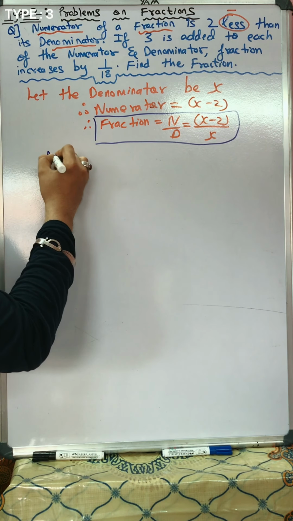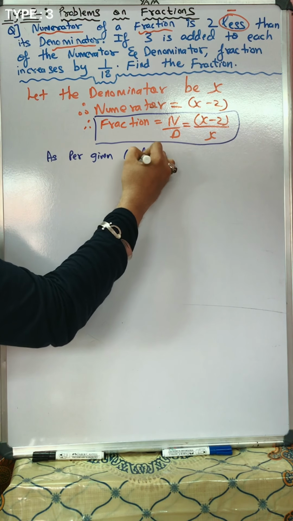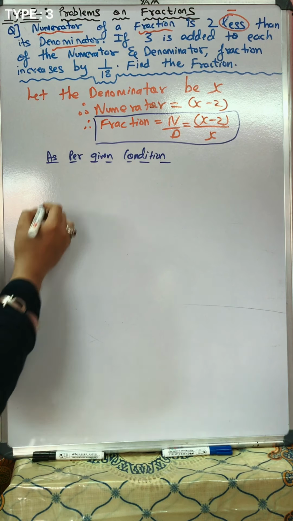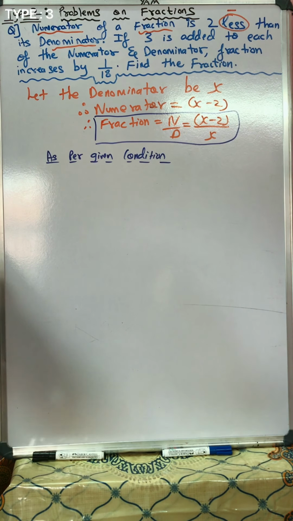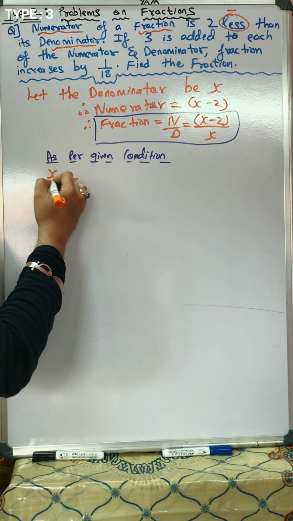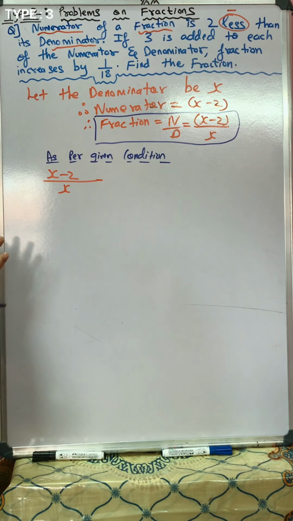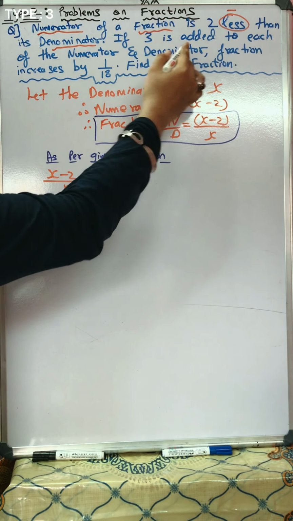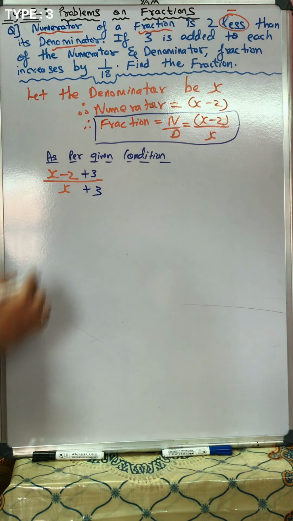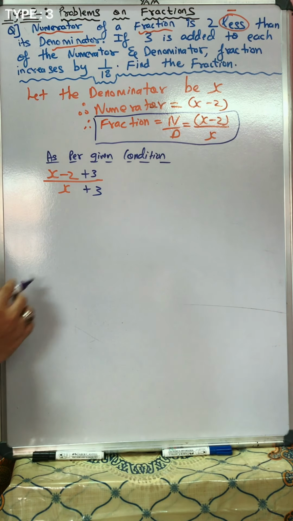So first I will write as per the given condition. As per the given condition, what is happening? My initial numerator was x minus 2, and the denominator was x. Now, if 3 is added to each, so plus 3, plus 3. I have not made a bracket because here it's a plus, so there is no need for a bracket.